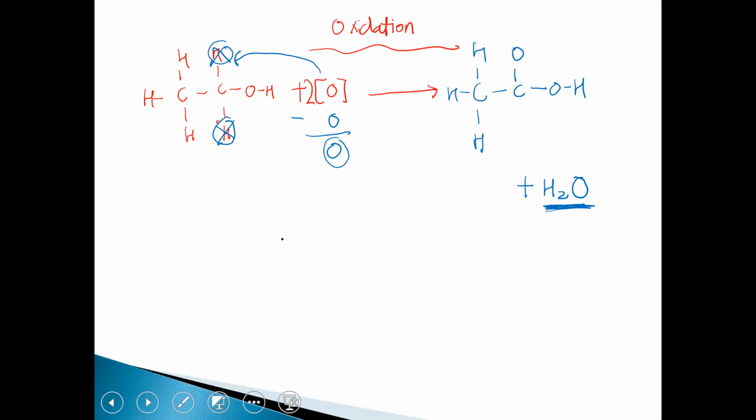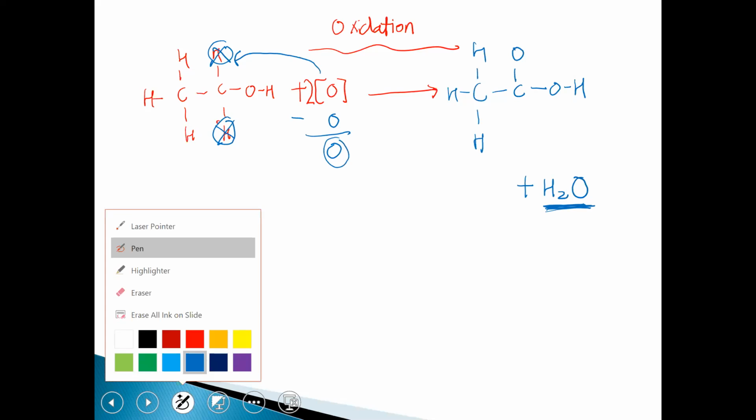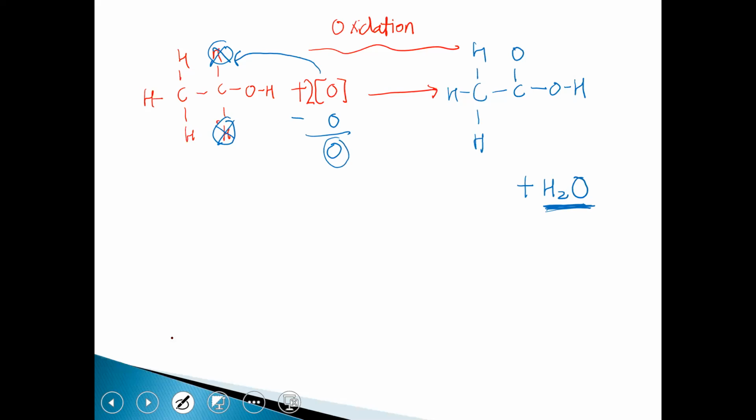I want to ask you another question. Look at the carbon that you just did. Is the carbon complete? Look at this particular carbon. Does this carbon have 4 bonds? No, it does not have 4 bonds.